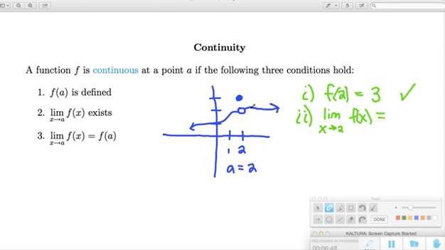Well, remember that the limit exists if the limit from the right equals the limit from the left. As x is getting really close to 2 from the right, we're going towards a y value of 2. And as x approaches 2 from the left, notice how we're still approaching a y value of 2. So the limit does exist and in fact equals 2. So there's nothing wrong with condition 2. That has been satisfied. But remember, for continuity, you have to have all 3 conditions satisfied.